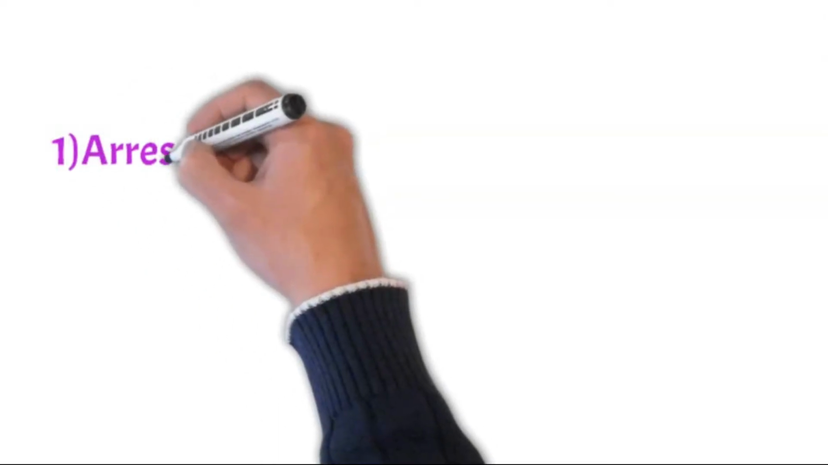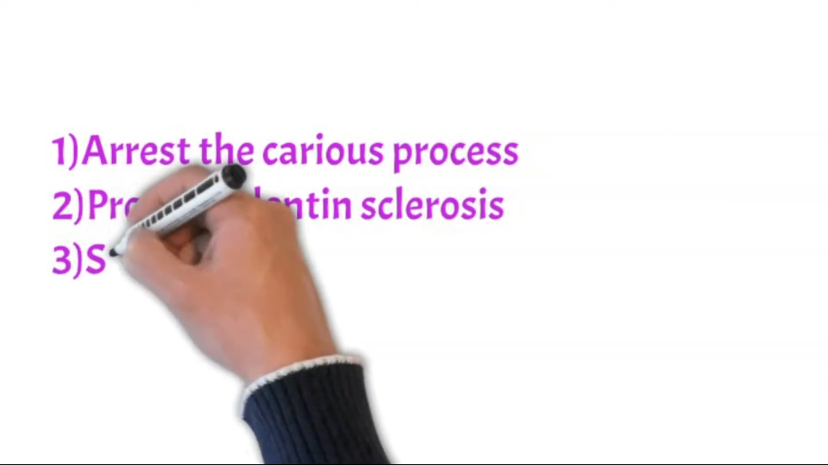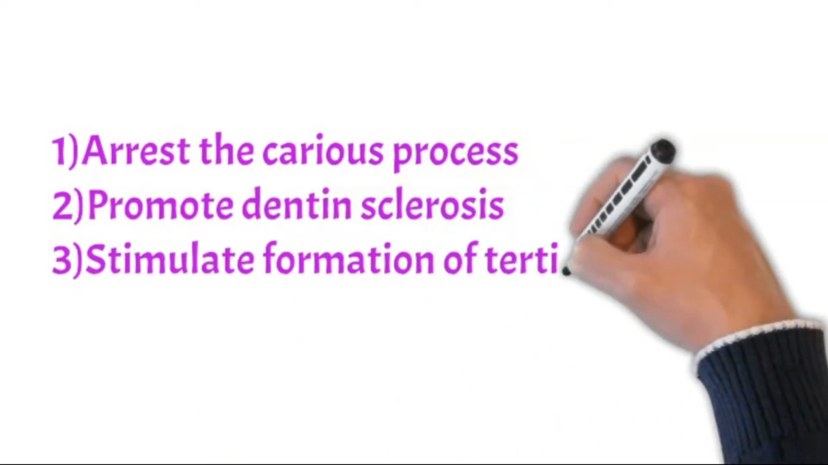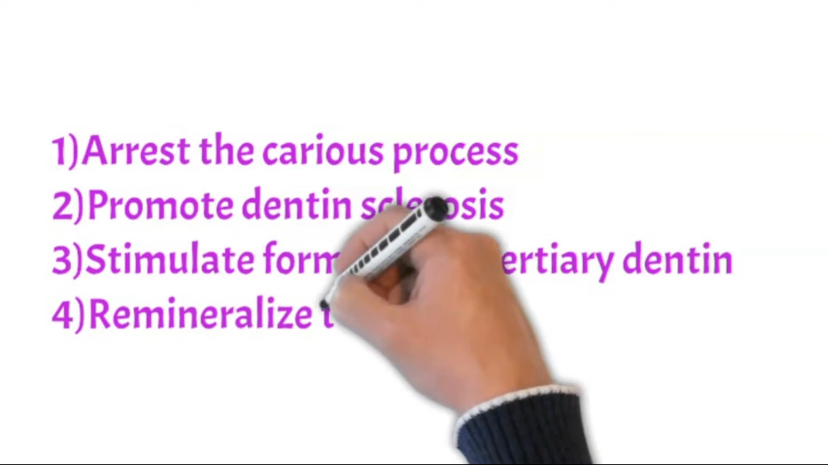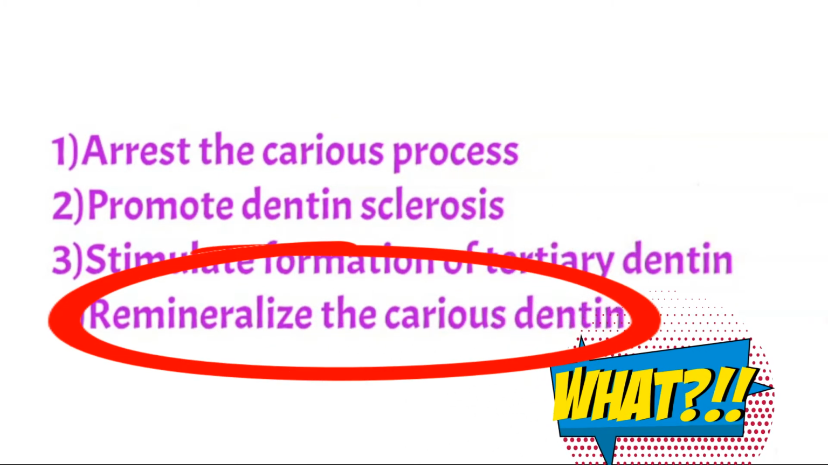Your objective of doing this is to arrest the carious process, promote dentine sclerosis, stimulate formation of tertiary dentine, and remineralize the carious dentine. Wait, what? Remineralize the carious dentine? How is that even possible? You need to go back to your basics here.